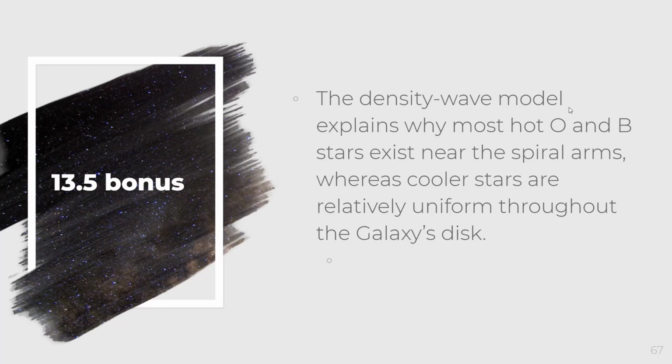So this model explains why the most hot O and B stars exist near the spiral arms, whereas the cooler stars are uniform throughout the galaxy's disk. Remember, the hotter the star is, the quicker it dies, so that's why we only see the really hot stars in the arms, in the density waves. All the other red stars are evenly spread out because you make one of them and they'll last forever. They'll last for billions of years. But the blue stars do not last for billions of years. They only last for millions of years.